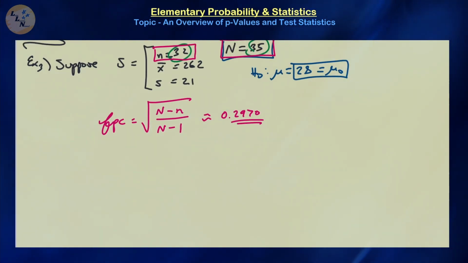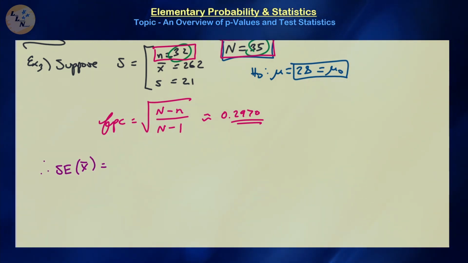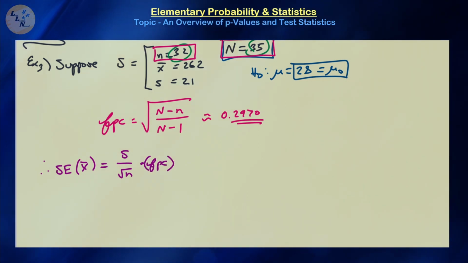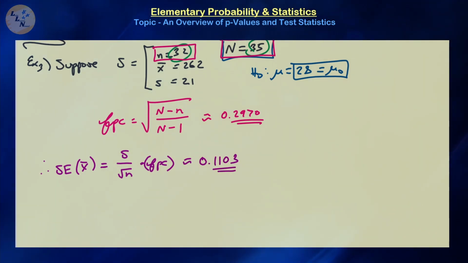So now that we have our finite population correction factor, we can calculate our standard error for x bar, which again, since we do not know sigma, that's going to be equal to s divided by the square root of m. And since we know our capital M, we're going to be multiplying by our finite population correction factor, and you can find that that product is approximately equal to 0.1103.